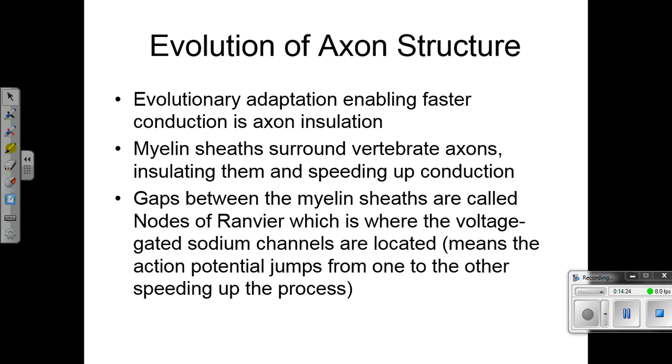The evolution of the axon structure. Evolutionary adaptation enables faster conduction through axon insulation. The myelin sheaths around the vertebrate axons insulate them and speed up conduction. Gaps between the myelin sheaths are called nodes of Ranvier, which is where the voltage-gated sodium channels are located. It means the action potential jumps from one to the other, speeding up the process.